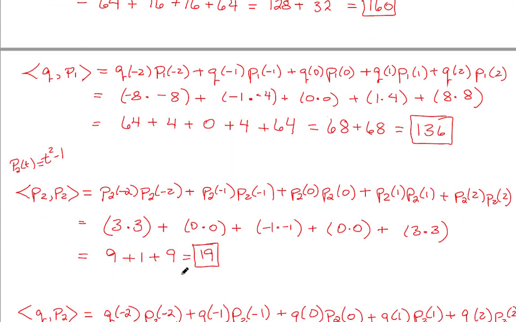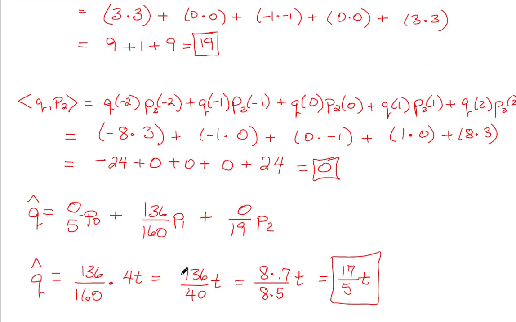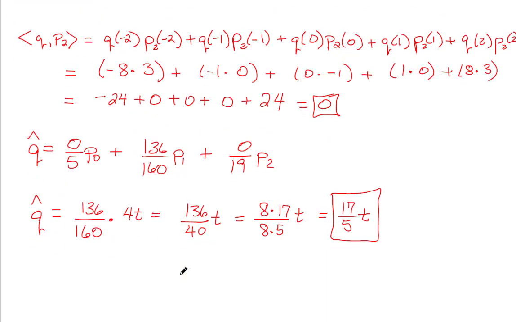And so, when you finally get done being careful with all the bookkeeping and collecting information, what you find is this part falls away because the top is 0. This part falls away because the top is 0. P1 is 4t. Here's the number in the front. 4 goes into 160 40 times, and then take an 8 out of the top and the bottom and it reduces to 17/5 t. So some interesting things with inner product spaces.